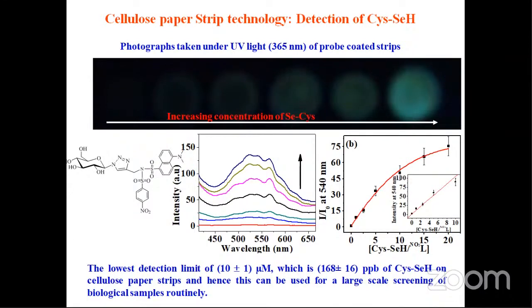strip. You can see that with increasing concentration of selenocysteine, there is a visible increase in the color intensity. So that means even on the paper strip coated with the compound, we can use it for the detection of selenocysteine. This is easy to prepare, and also very inexpensive and cheap to use.